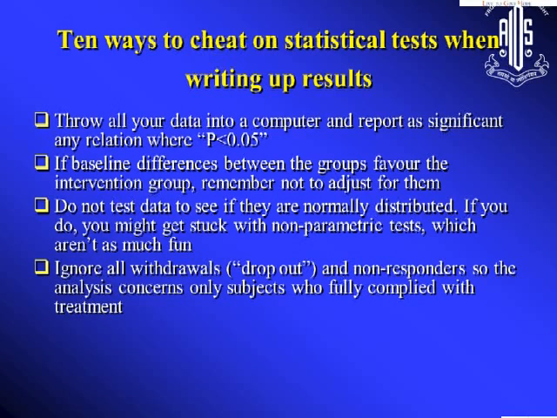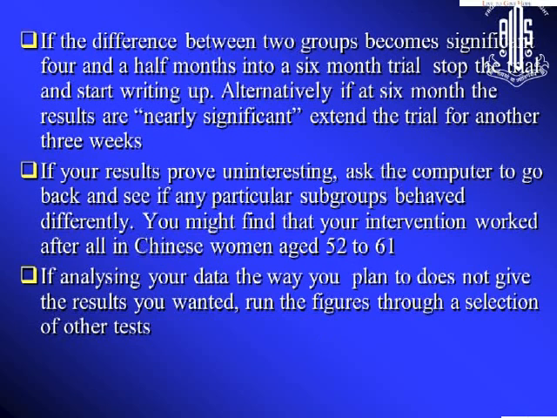So in this, one point is to throw all your data into a computer and report as significant any relation where its p-value is less than 0.05. This is also something like post-hoc. You have not decided what to do, but then you just did something. Or there is another one, where is it?